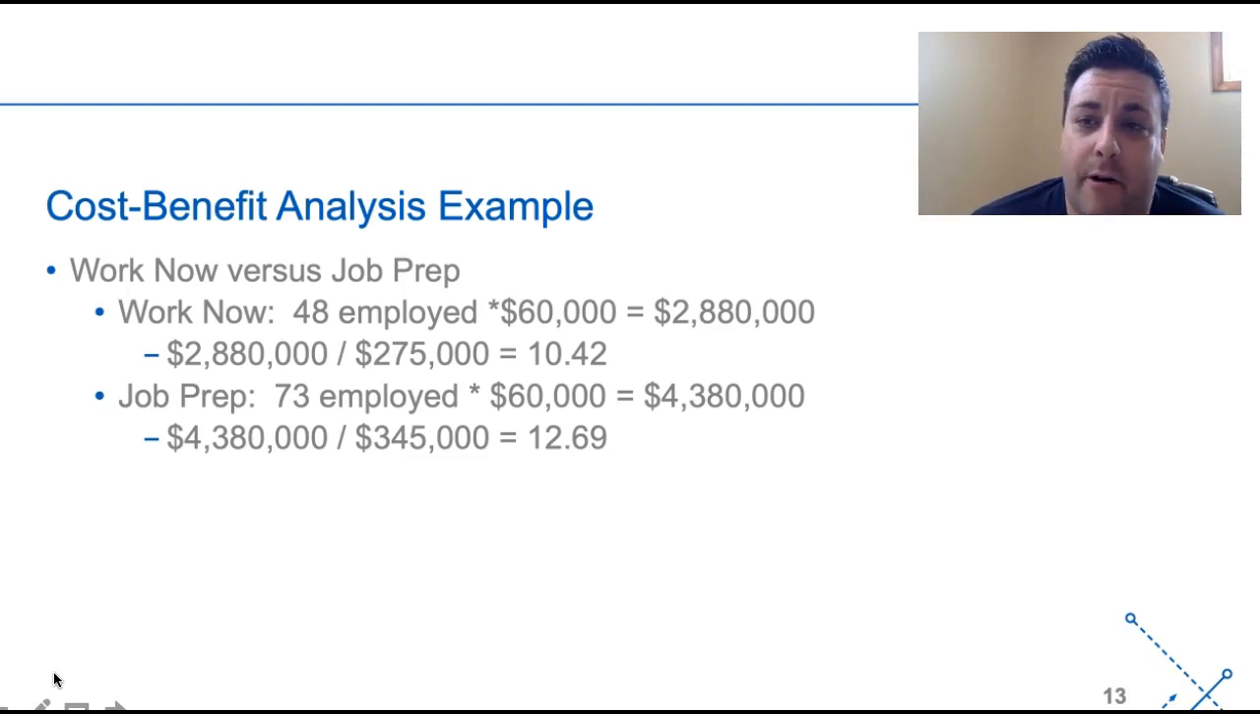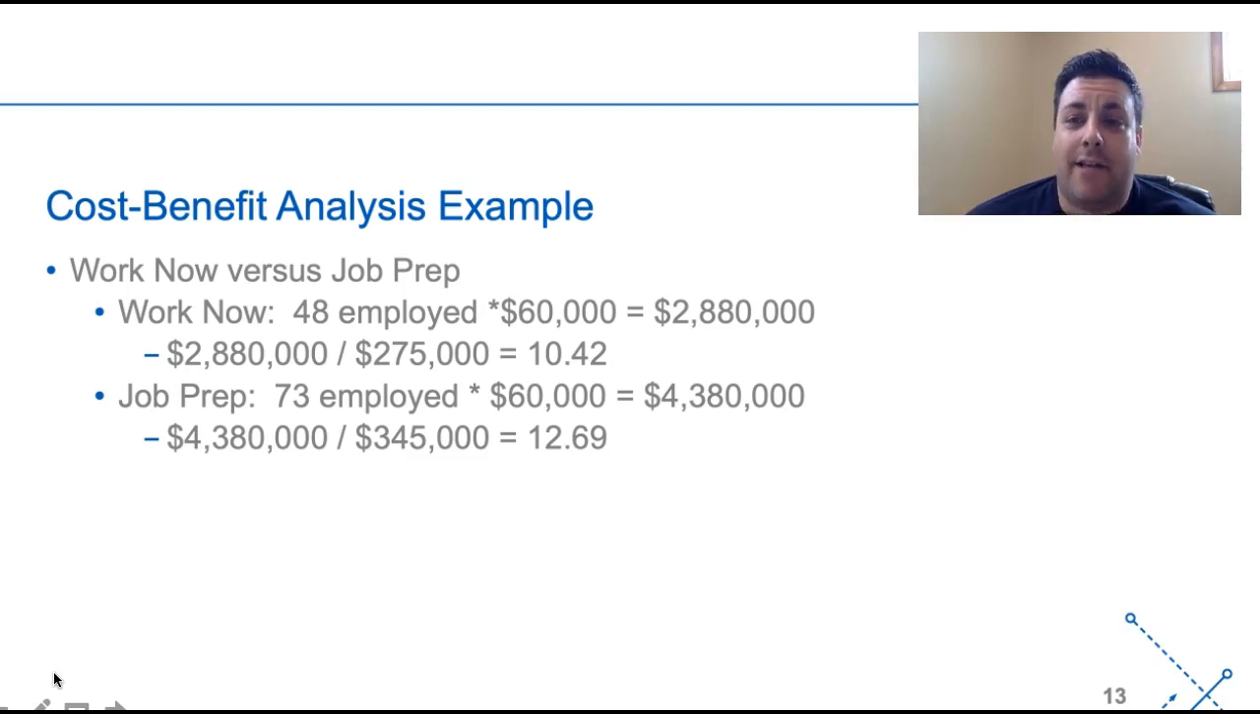And so, if you remember from a couple of slides ago, the Work Now program cost $275,000. The Job Prep program cost $345,000. So if we divide the benefit by the cost for Work Now, that ratio works out to be 10.42. And if we divide the benefit by the cost for Job Prep, we divide that 4.38 million by 345,000, and we get a cost benefit ratio of 12.69.